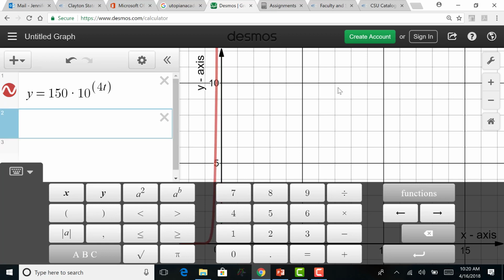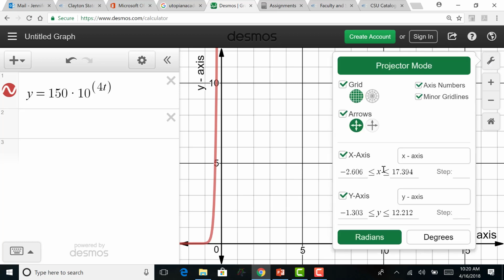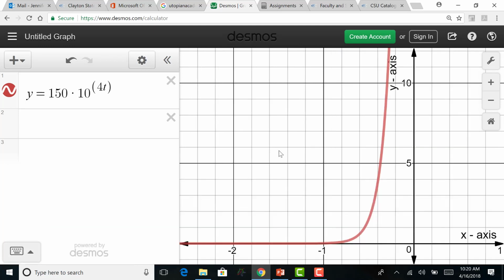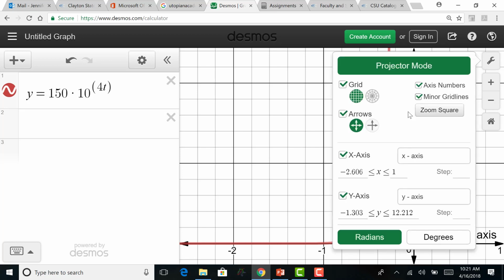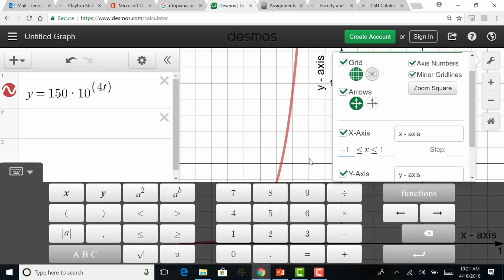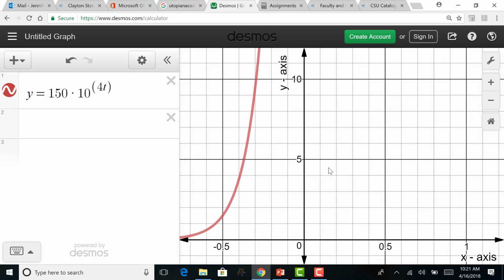Alrighty, and so there's my curve, guys. I'm gonna change my graph a little bit so I can see a better curve. Let's change this to, oh wait, 150 times 52. Okay. You can see what that graph looks like.